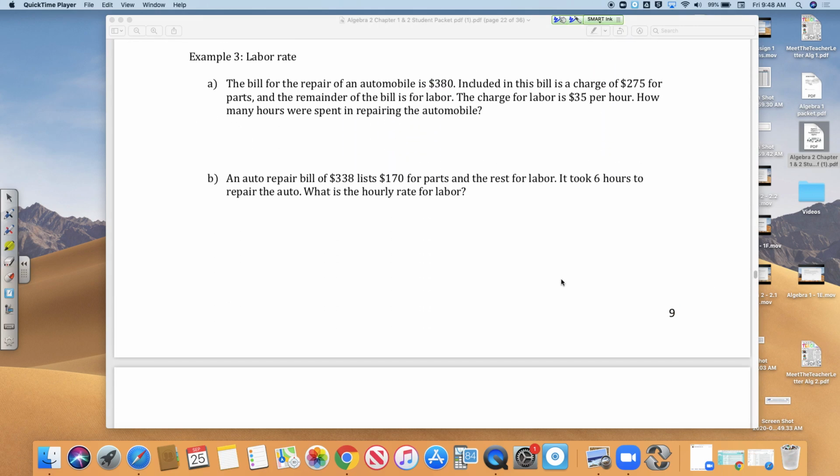All right, let's go over letter B. An auto repair bill of $338 lists $170 for parts and the rest for labor. It took 6 hours to repair the automobile. What is the hourly rate for labor? So in this case, X, our variable, is going to represent something different. It's going to be the hourly rate.